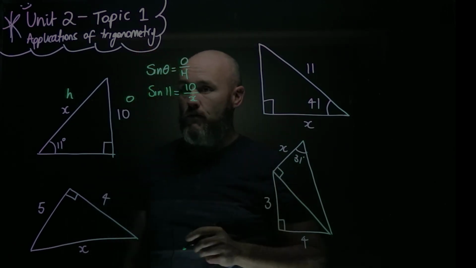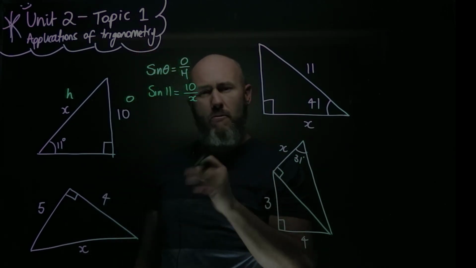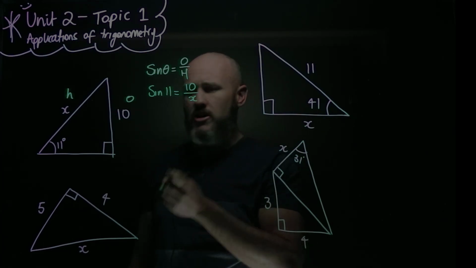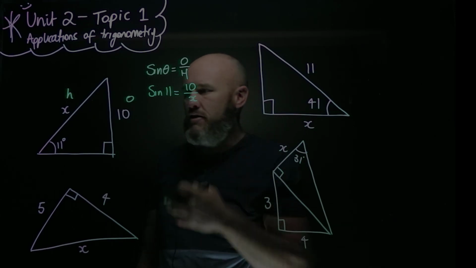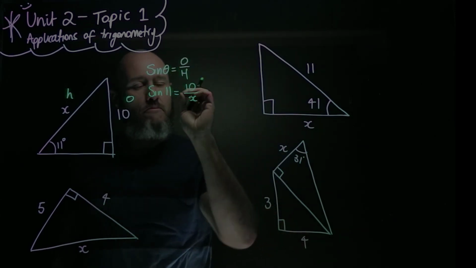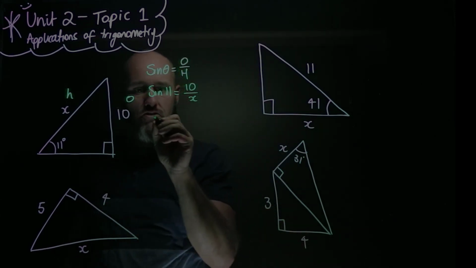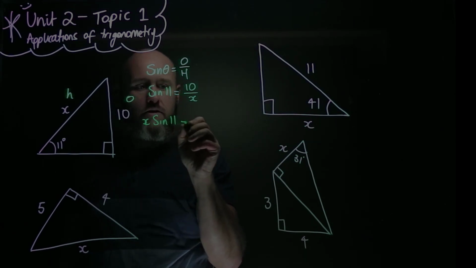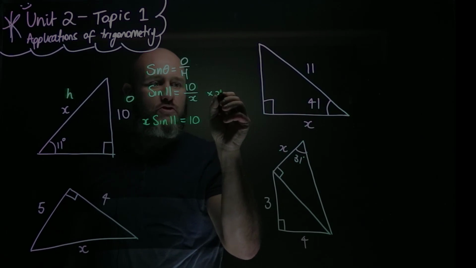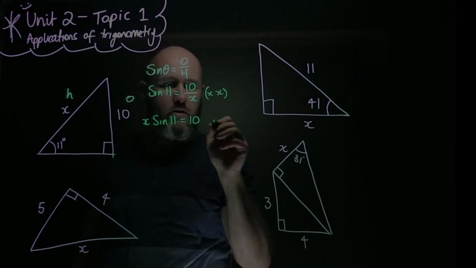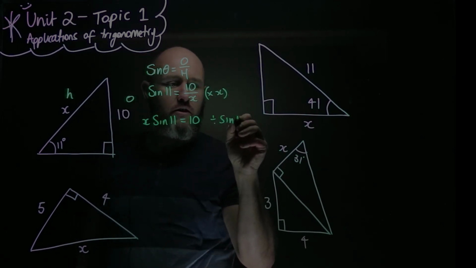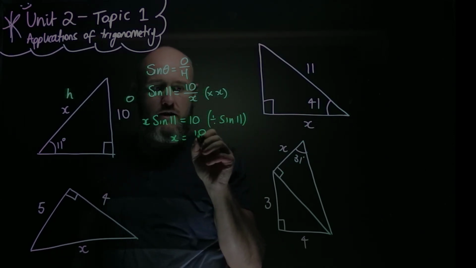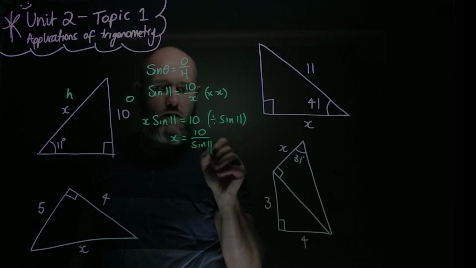And now I need to solve this. So this is actually one of our more difficult variations. If the unknown is in the denominator, it's a little bit trickier. It's an extra step. It's not bad, but you just need to make sure that you follow mathematically the rearrangement structures. So we get x sine 11 is equal to 10. Just multiply both sides by x. And then I'm going to divide both sides by sine 11. And I get x is equal to 10 over sine 11.